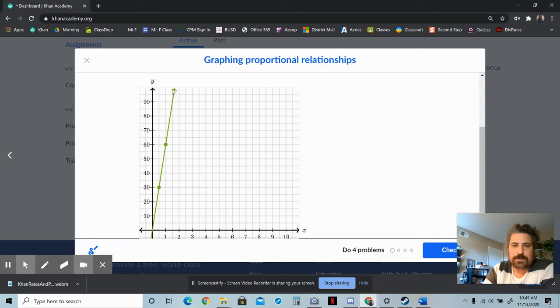A proportional relationship should be a straight line that goes through the origin. Is it a straight line? Yes. Does it go through the origin? Yes. And that's it. That's how you do it.